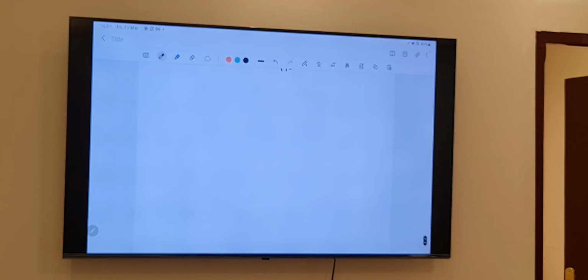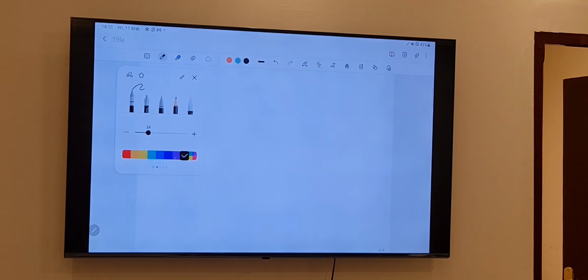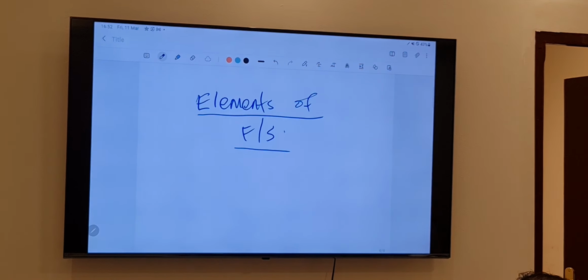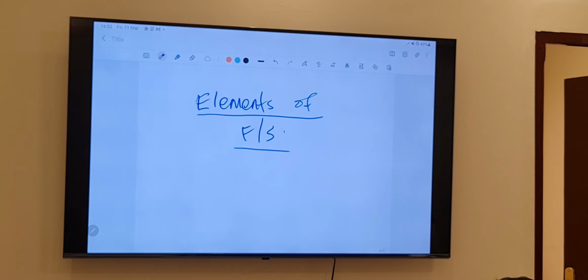Now we talk about something called elements. We earlier studied components of financial statements. Now we study elements of financial statements.